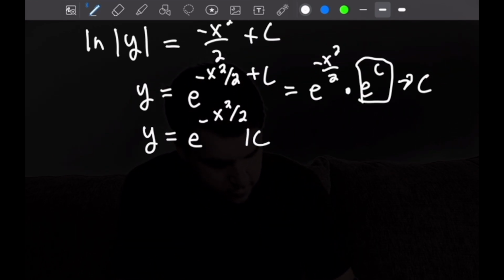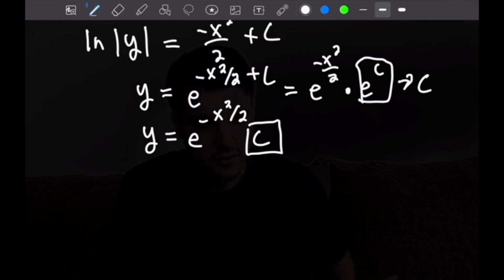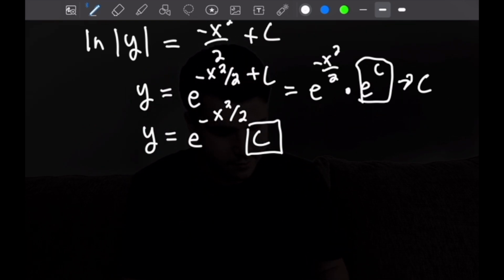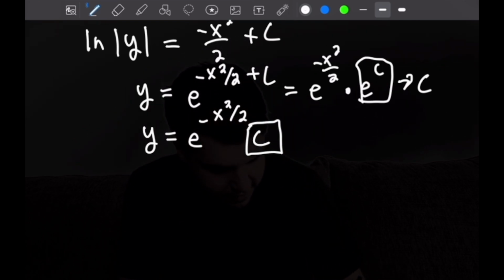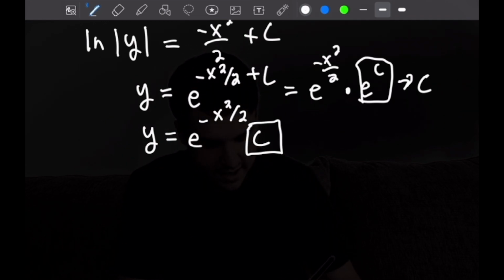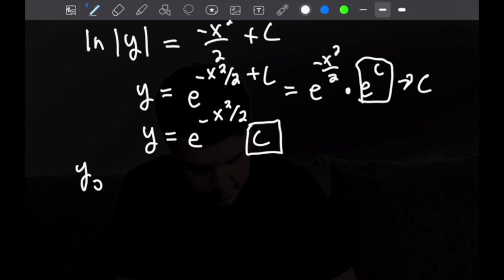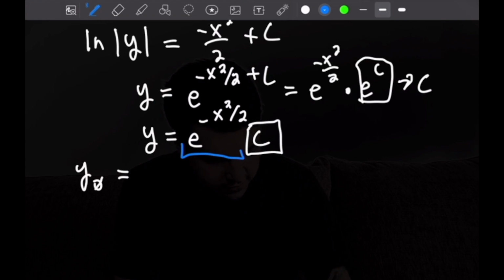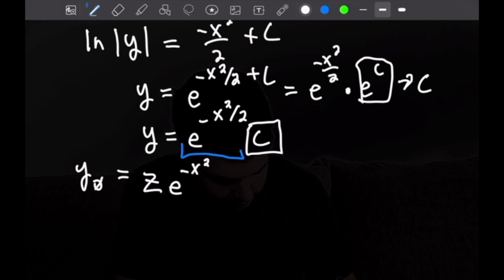Now we're actually going to leave off this c here, as the purpose of solving this homogeneous equation was to get a substitution for y, and the c is not relevant for that. So now that we've solved our associated homogeneous equation, we can write out our definition for y naught, which is going to be equal to z times what I've underlined in blue here. So we'll get y is equal to z times e to the negative x squared over 2.